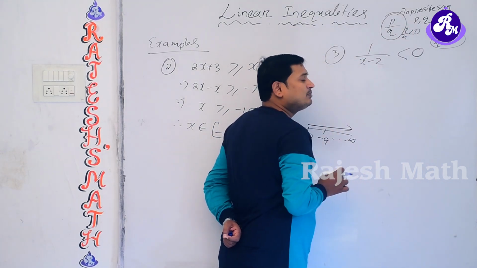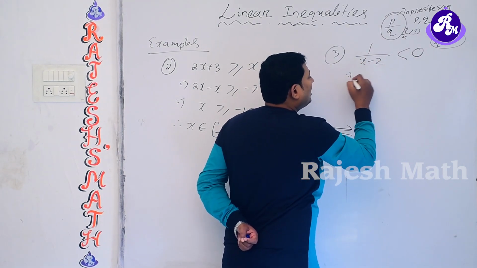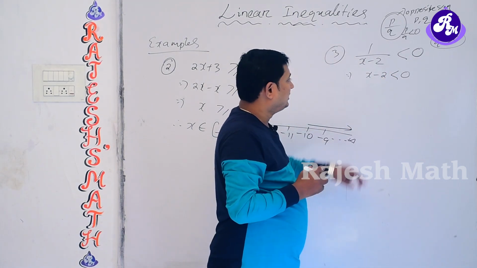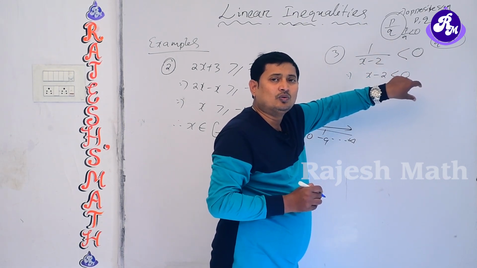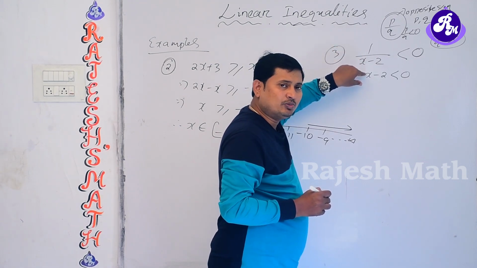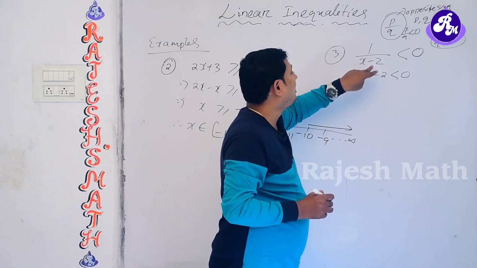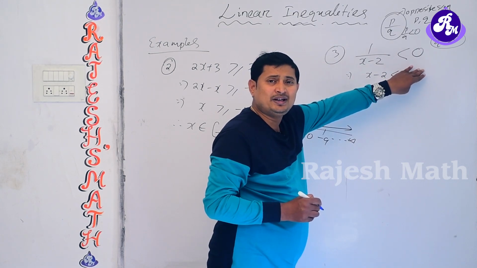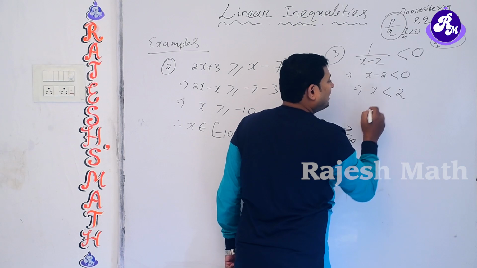As 1 is always positive, so to make 1 by x minus 2 less than 0, x minus 2 must be less than 0. The total expression is less than 0, meaning negative, when the numerator and denominator are of opposite signs. As 1 is positive, the denominator should be negative, so that p by q will be negative. So, x minus 2 less than 0, that means x less than 2.